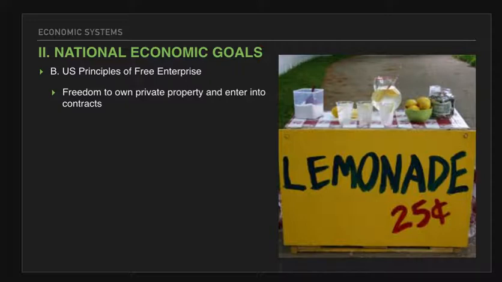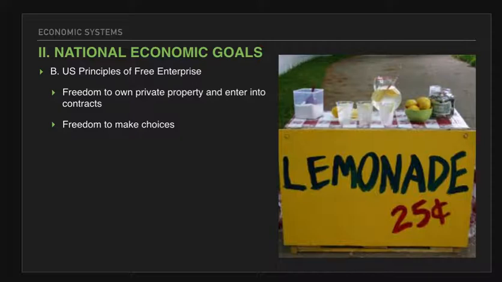So yes, we want to be able to have a building to be able to have my business, but I also want to be able to enter into a contract to be able to negotiate for better prices on the products that I am going to be using to create my product. So that's definitely something we want to have in our free enterprise system, freedom to make choices.